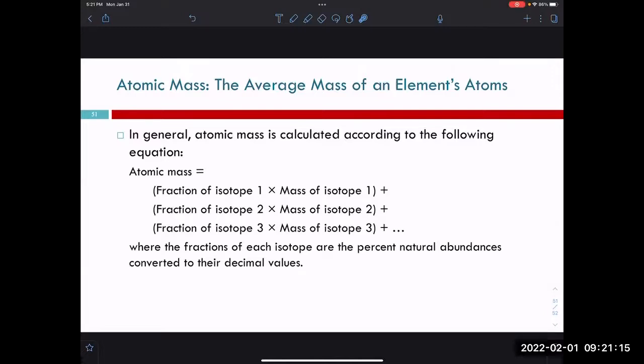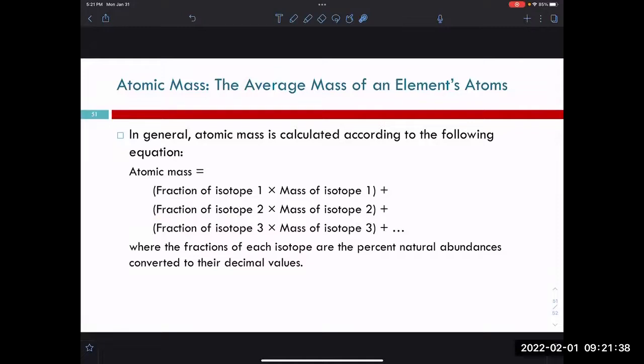Anyways. Okay, so this is the fraction of the isotope 1. So that's the percentage converted into a proportion. Could also be called a fraction. And we multiply it by the mass of isotope 1. And then the fraction for 2, the fraction for 3, for however many there are.